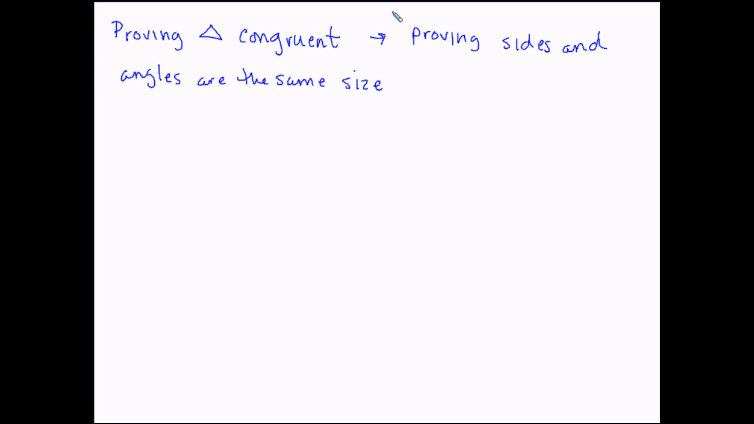Are congruent. Basically, what we're going to be doing is proving that the sides and the angles between the two triangles are the same. Okay, we're going to go over 4 ways to do this.